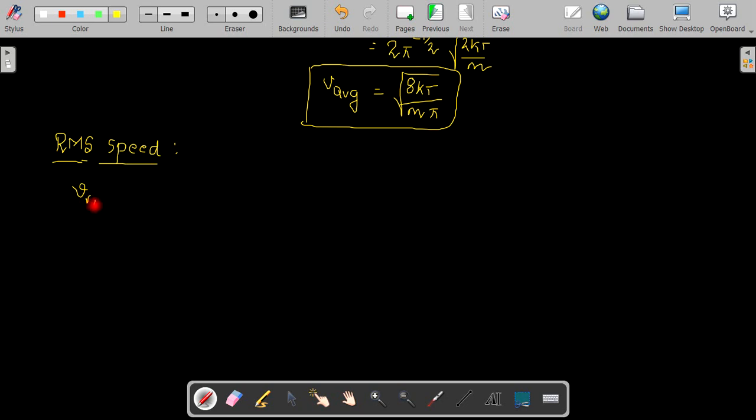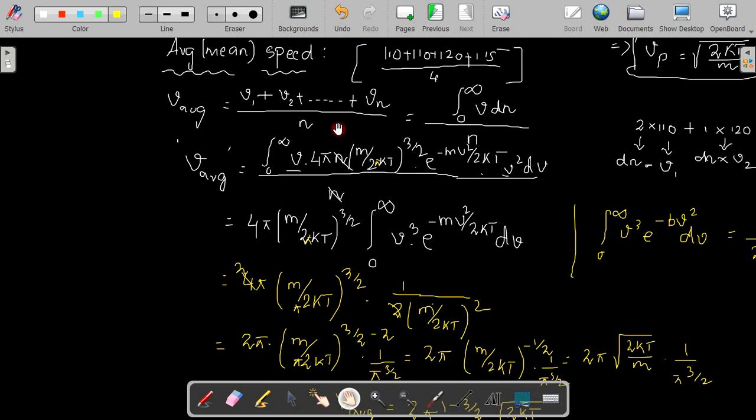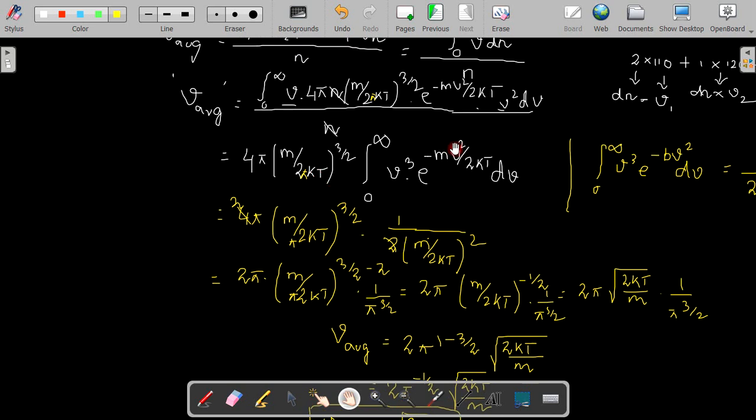This is V RMS squared, and you have to just integrate this. You will take the integration from 0 to infinity, and this time it is v squared dn divided by n. If you check it with the previous integration, it's almost the same. It's all the same except the value v squared. We are taking the root mean square, so we are going to take this square. So we have a square term here, and that means whatever result we are going to get is here.